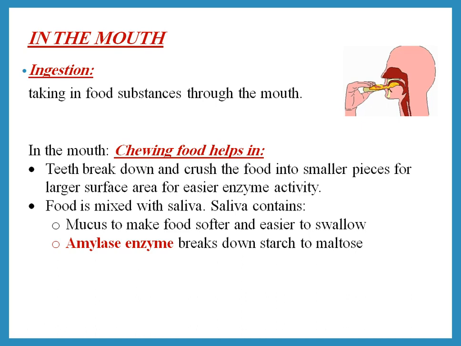At the same time, in your mouth, you have saliva. The liquid in your mouth is saliva. Now, saliva has two things. It has a liquid, which we call mucus, and when the food is mixed with the mucus, this makes the food softer and easier to swallow. We also have an enzyme. Now you have to know which enzyme we have in the mouth.